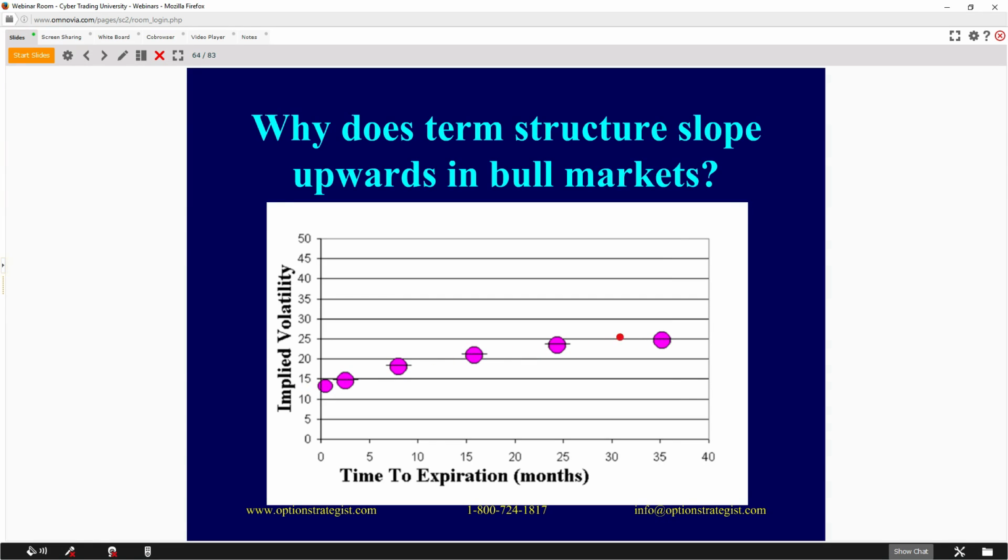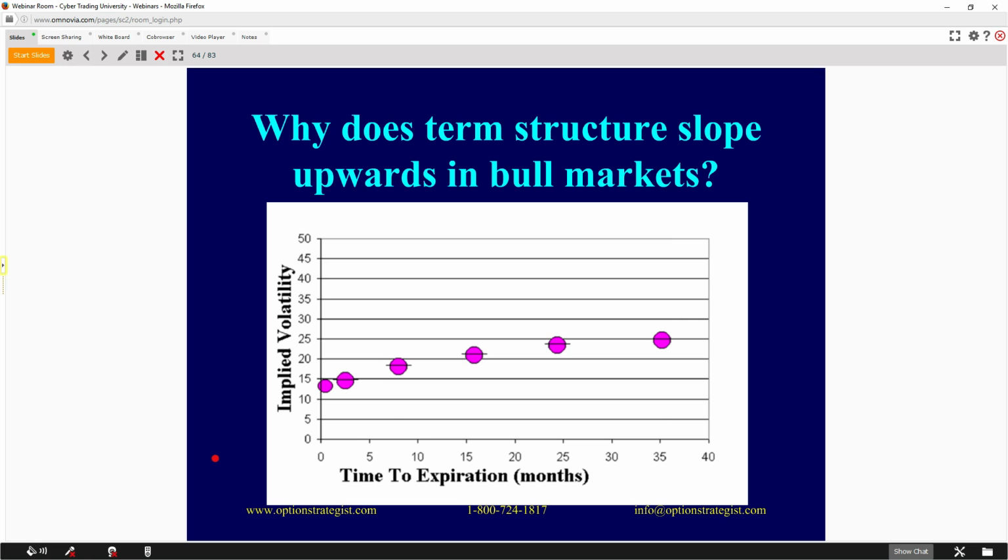And all it is doing is reflecting the fact that near-term volatility is cheap and below the long-term average volatility, and all the other months fall in line in between. It isn't saying anything about 6 months from now or 8 months from now. The market makers aren't predicting the volatility is going to go to this level. It doesn't have anything to do with that. So this is really what the term structure is about.